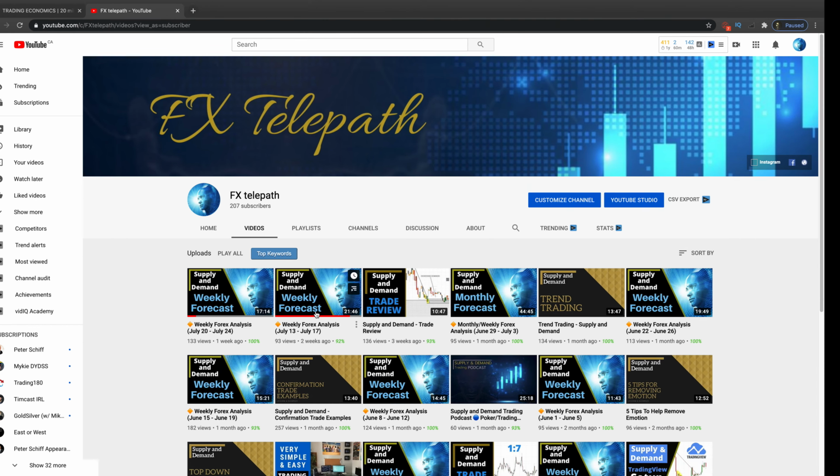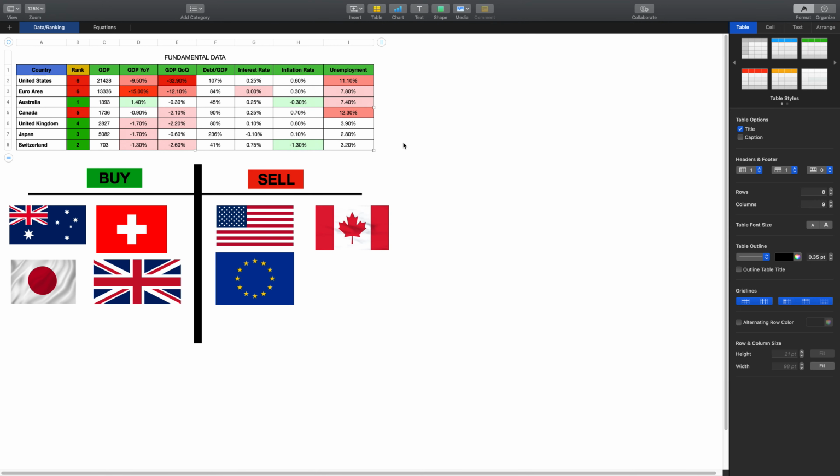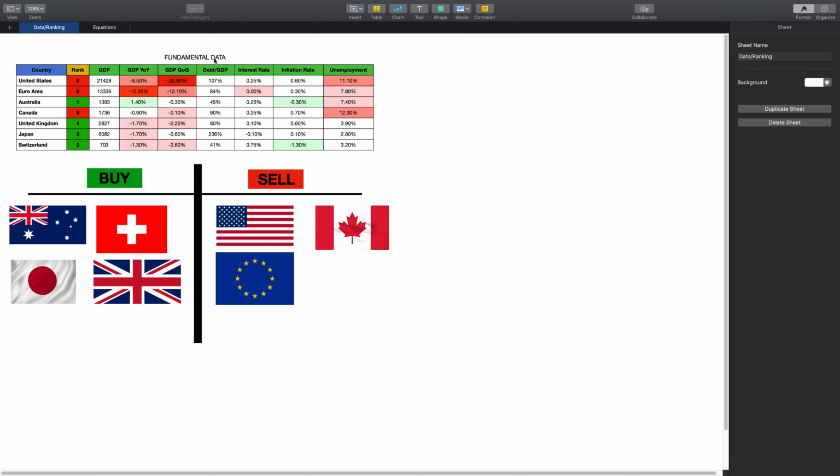But anyways, I just wanted to show you guys this spreadsheet I've been working on with, like I said, the help of Alfred. And I think he got the idea from a YouTuber called Trading 180. I definitely suggest checking him out. He's got a lot of good videos about fundamental data, using it with supply and demand. And essentially what it is, it's a whole ranking system which I can go through.